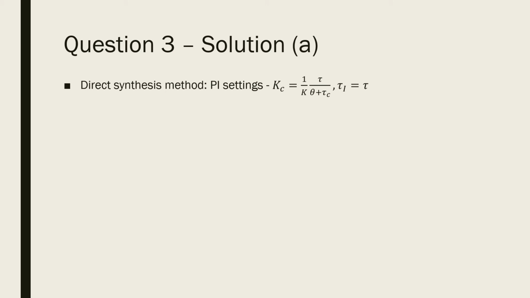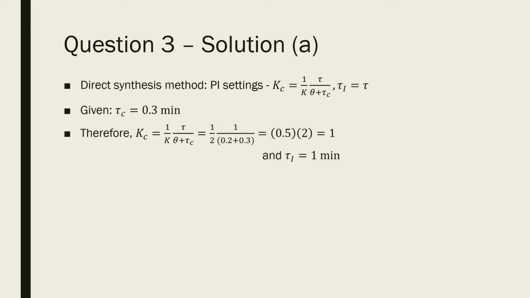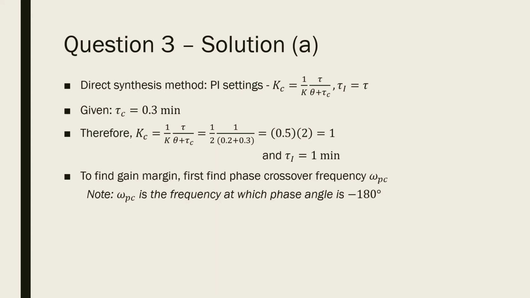Let us tackle part A of the question, which asks for a PI controller to be designed using the direct synthesis method. From the formula of the direct synthesis method, we have the controller gain, Kc, equals 1 over k times tau over theta plus tau c, and tau I equals tau. We are told to take the closed loop time constant to be 0.3 minutes. Therefore, we compute Kc to be 1 and the integral time to be 1 minute.